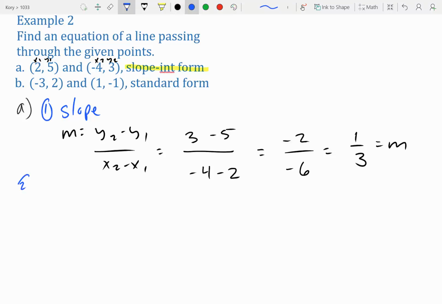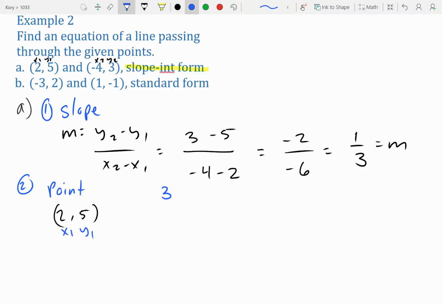Our second step is to pick a point. Now, any point you want. It could either be (2, 5) or (-4, 3). But you want to stay with positive numbers or smaller numbers. So because (2, 5) is both positive, we're going to pick (2, 5). And then we label that x1, y1.